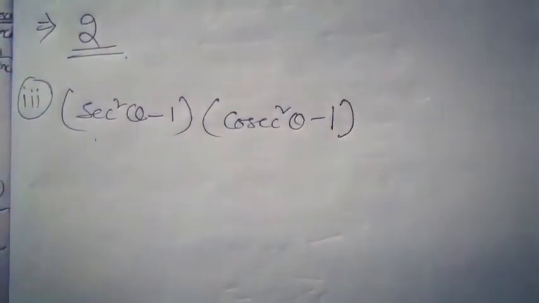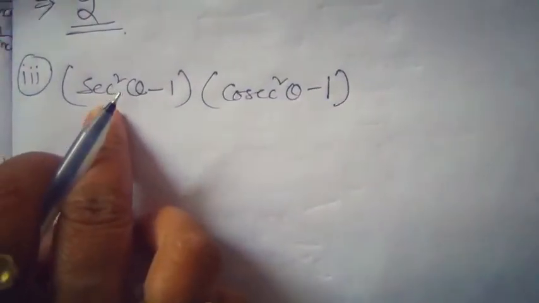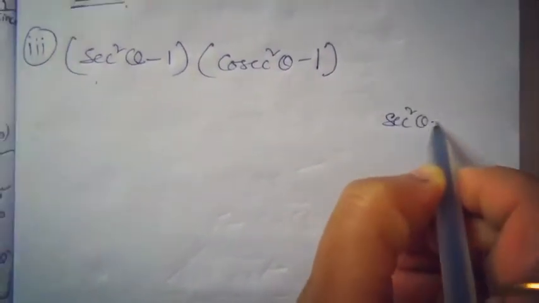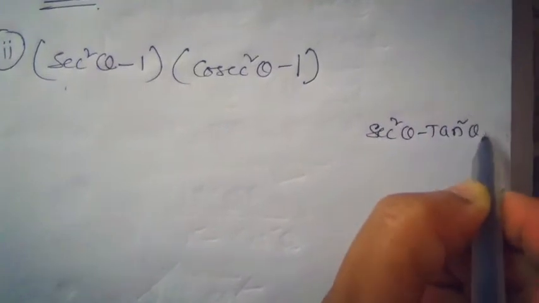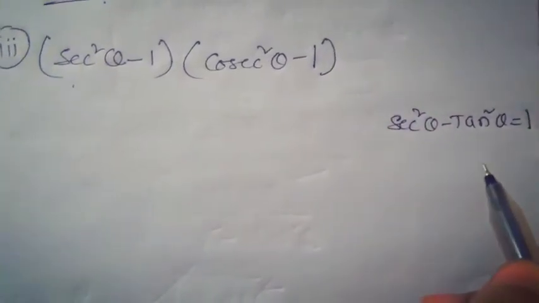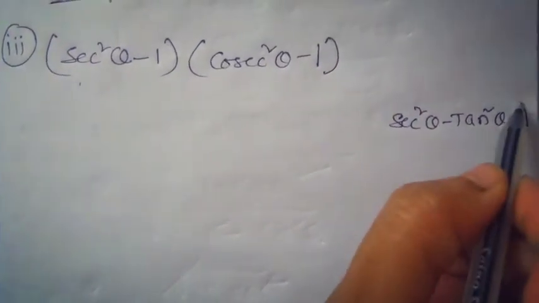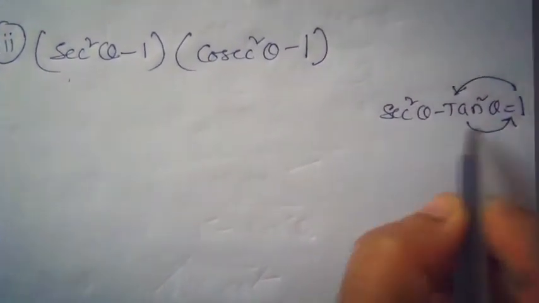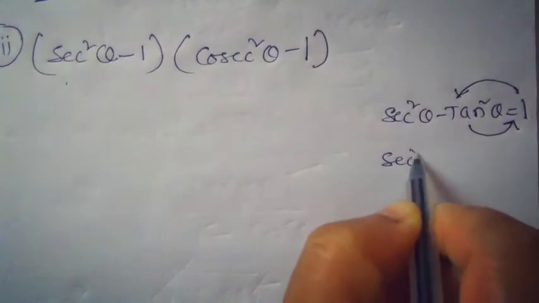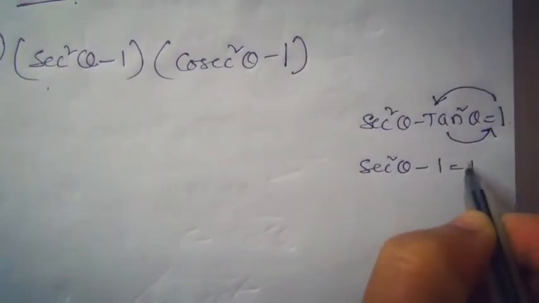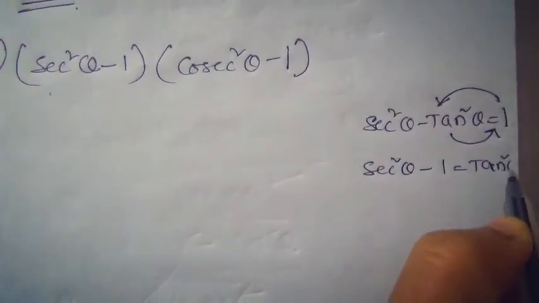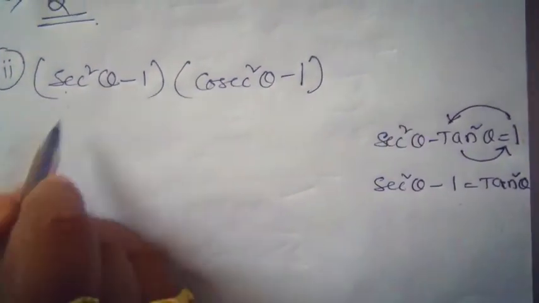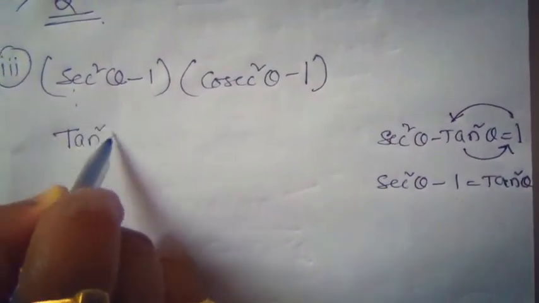Okay, so secant square theta minus 1. What is the trigonometric identity of this? Secant square theta minus tan square theta is equal to 1, we know that. When you bring the 1 to this side and the tan to the other side, secant square theta minus 1 is equal to tan square theta. It is one of the formulas. So in the place of secant square theta minus 1, we can write tan square theta.